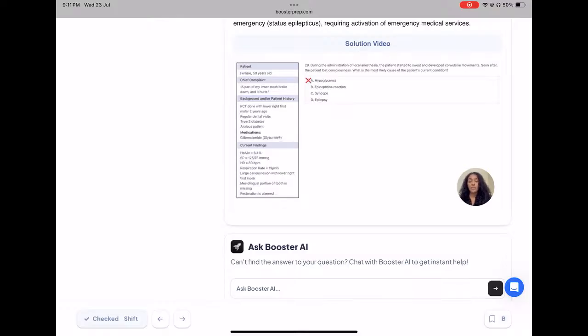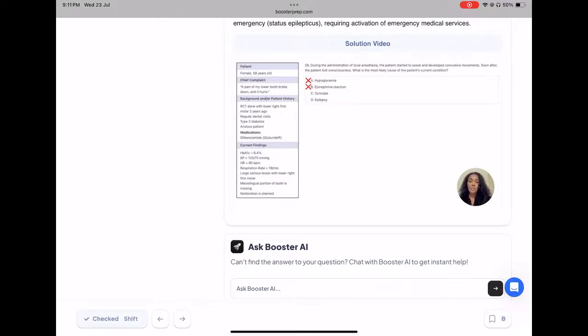Option B reads epinephrine reaction. So this is an increase in epinephrine levels or adrenaline levels in the body because of too much being administered. So this could happen if you inject local anesthesia with epinephrine into an artery. The reaction usually goes away within 5 to 10 minutes because of rapid metabolism of the drug. This is not what our patient is experiencing, so this is incorrect.